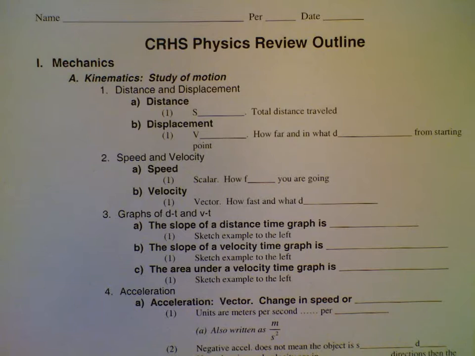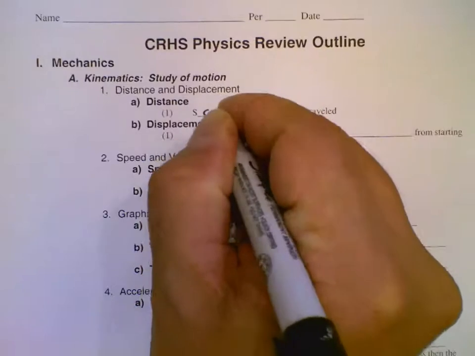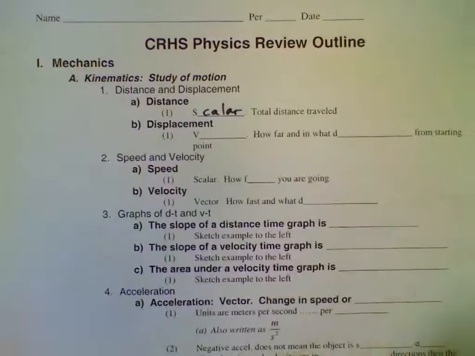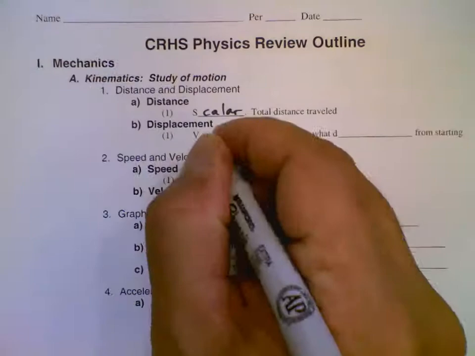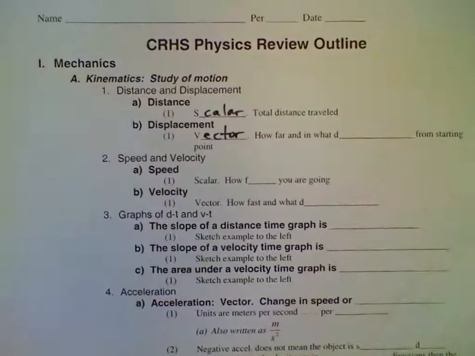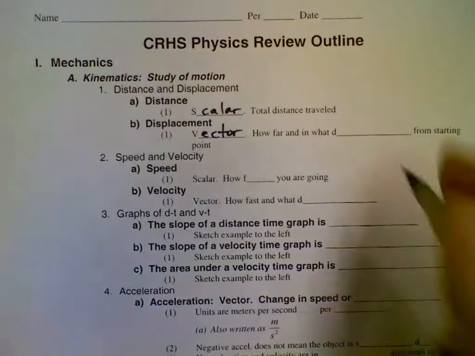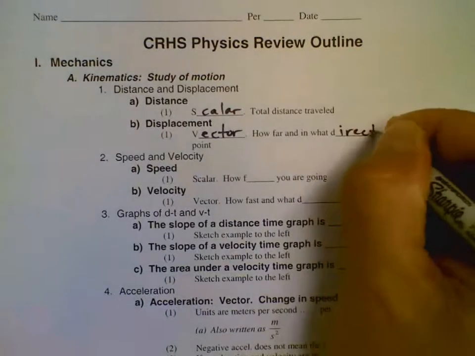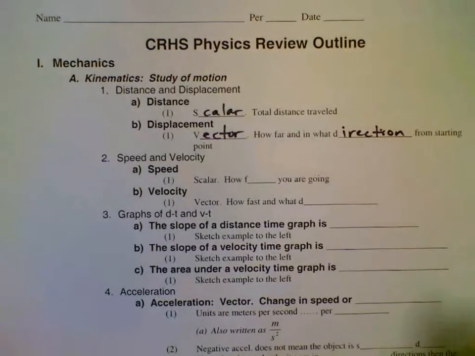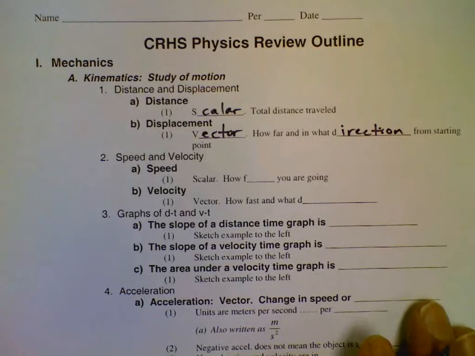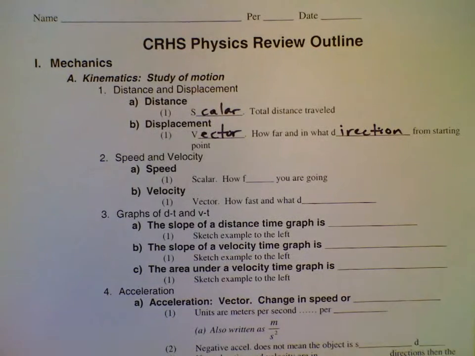And the first distinction we're trying to make is the difference between distance, which is a scalar, and displacement, which is a vector. Displacement tells us how far and in what direction, and that is always from the starting point. So if you go around in a circle, your distance is pi d, but your displacement is 0.